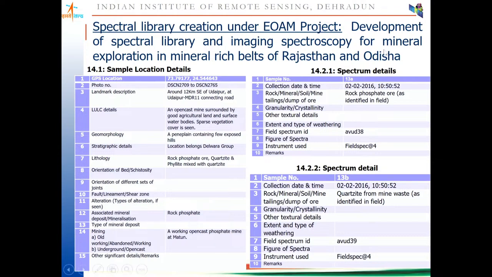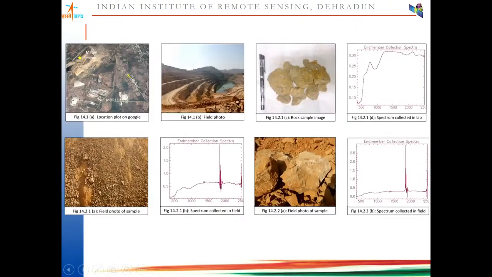And then accordingly we give the spectrum details also: what time we collected, what rock was identified in the field, what was the ID of the spectrum generated, and what was the name of the instrument. So this was the location in the Google image, this was the field photo, and this is the field photo of the sample. From this surface only the spectra have been collected. Then we brought some samples from the field to the lab, and we generated the spectrum in the lab.